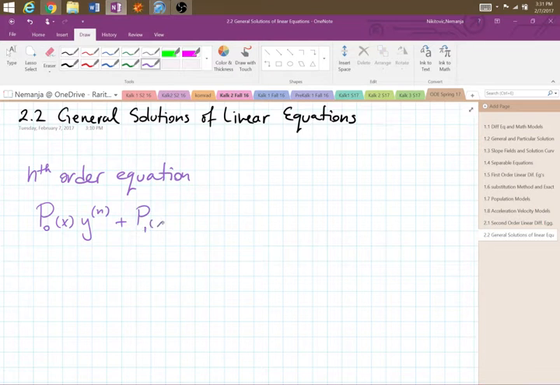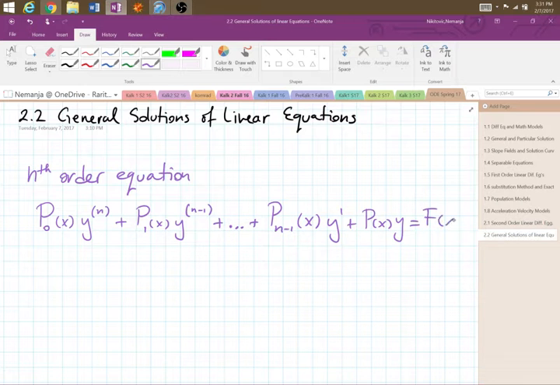Plus p1 of x, y to the n minus 1, that's one derivative down, plus as many of these as we need, p n minus 1 of x, y prime, plus pn of x, y equals f of x. And then we have the homogeneous and non-homogeneous cases, depending on whether that f of x is 0 or not. Homogeneous is when it's 0, non-homogeneous when it has some kind of forcing term.